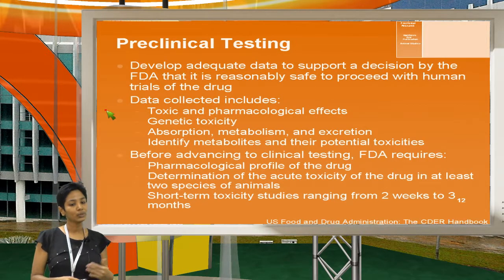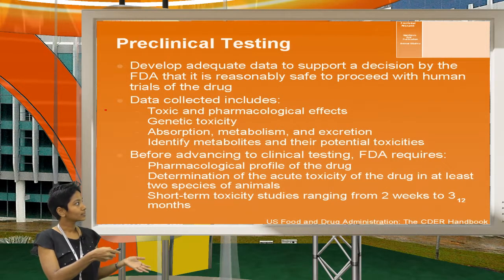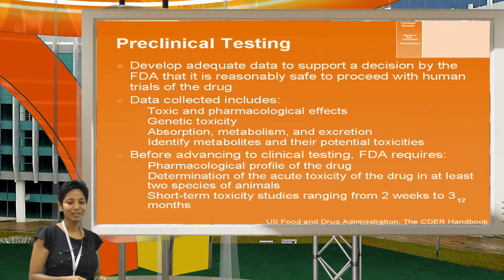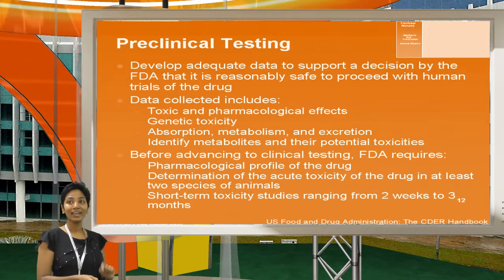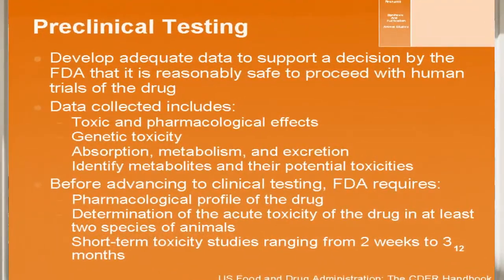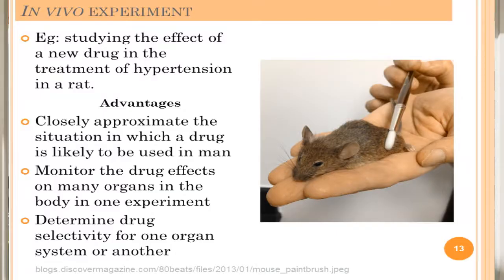And then what do we do in preclinical testing? We test toxic and pharmacological effects, genetic toxicity, ADME, the jargon of pharmacology, and all the others. Again, remember, FDA requires this. What is FDA? Food and Drug Administration again. So this is all about preclinical testing.